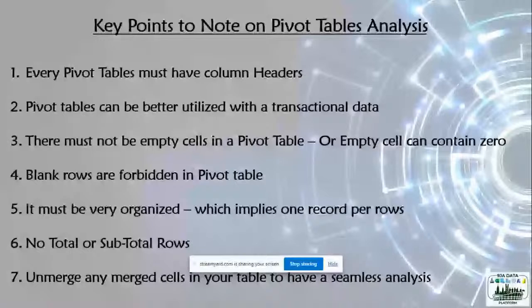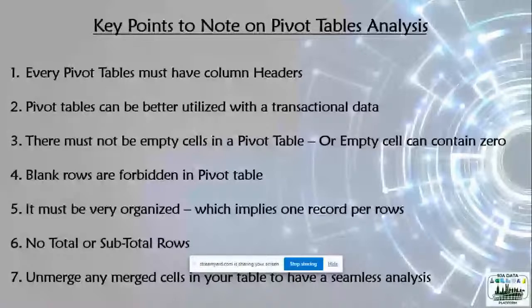I'm going to show us how to deal with this. Or empty cell. If you must have an empty cell, please put 0. Pivot table works easier with 0 than an empty cell. Blank rows are forbidden in a pivot table. They are forbidden fruit. If you have blank rows in your pivot table, your report will struggle. So please make sure you eliminate them. I'm going to show us how to do all this.